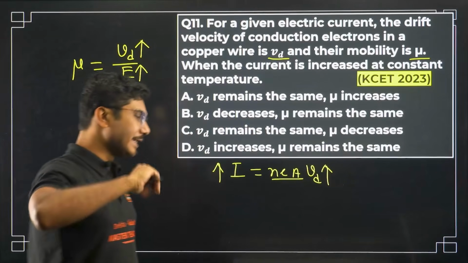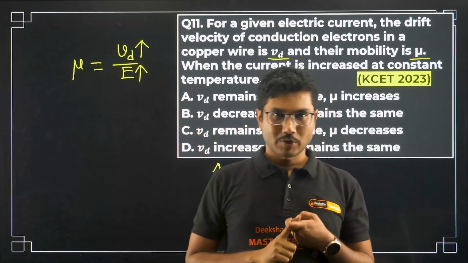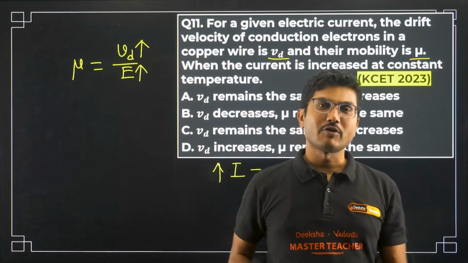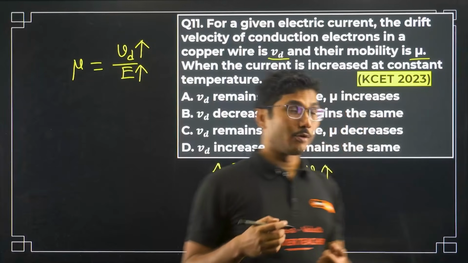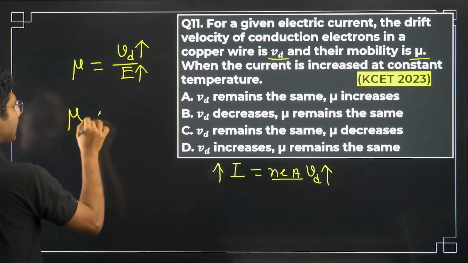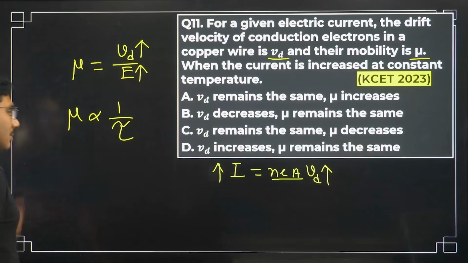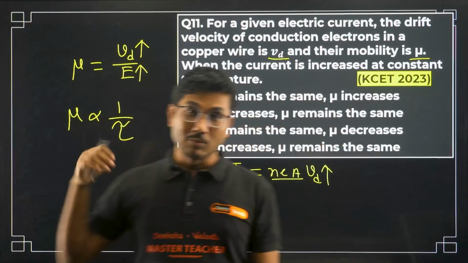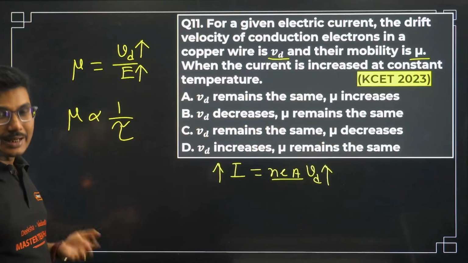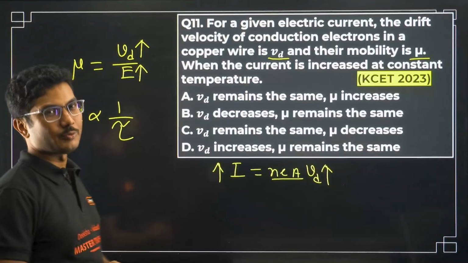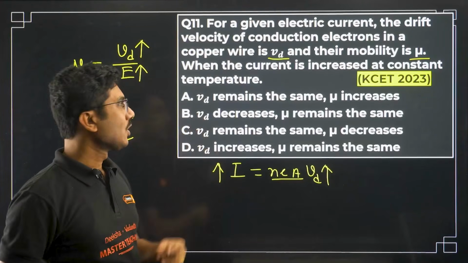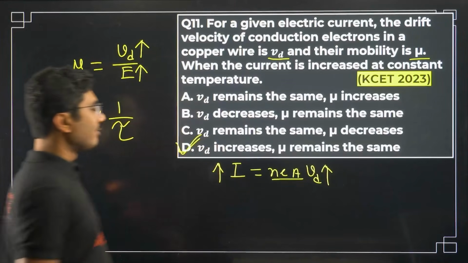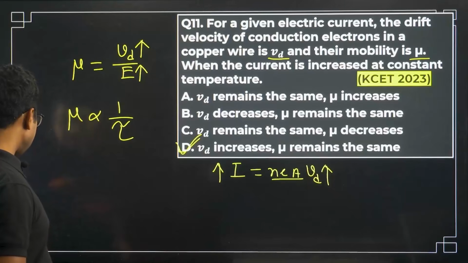In fact, mobility depends only on temperature. Mobility's actual expression depends on the relaxation time. The relaxation time is constant for a given temperature. Mobility is inversely proportional to relaxation time. If you increase the temperature, relaxation time decreases and mobility increases. In case you decrease the temperature, relaxation time increases and mobility decreases. That is how it works. So Vd increases, mu remains the same.